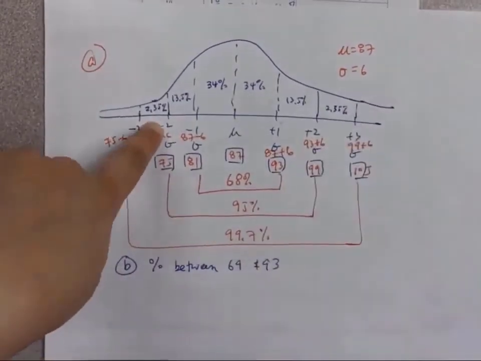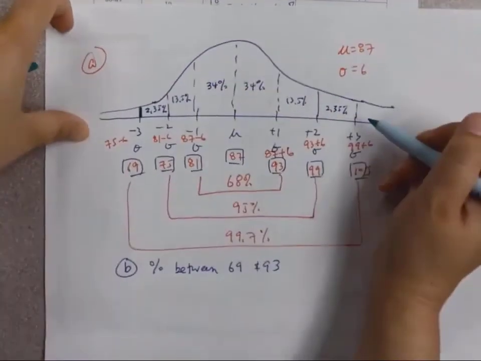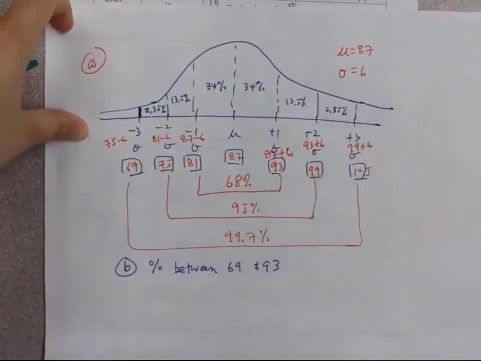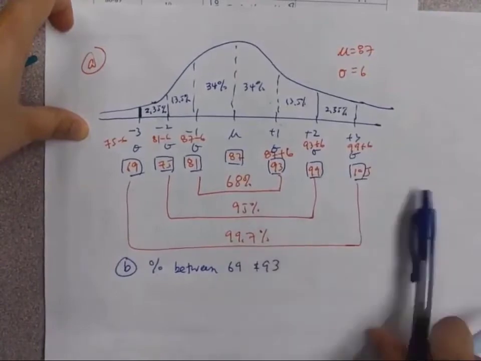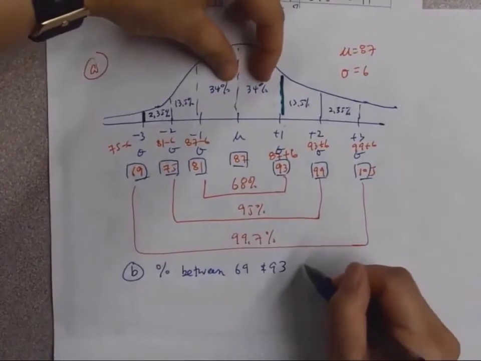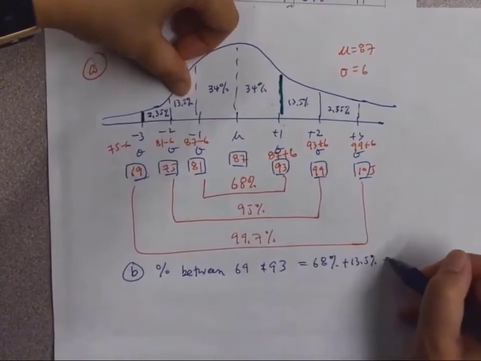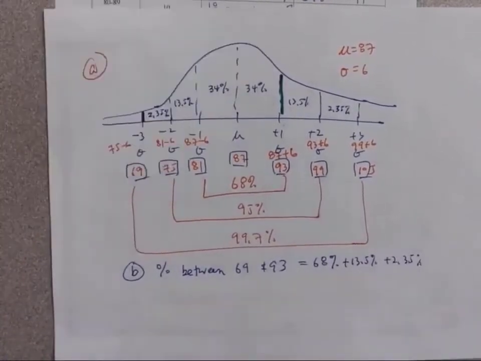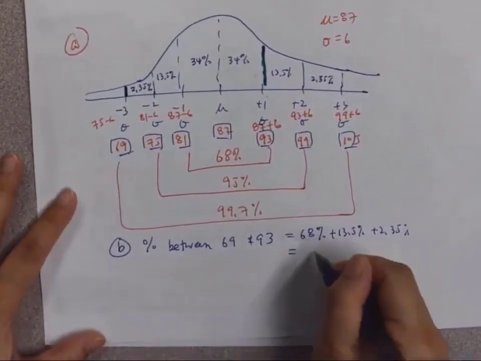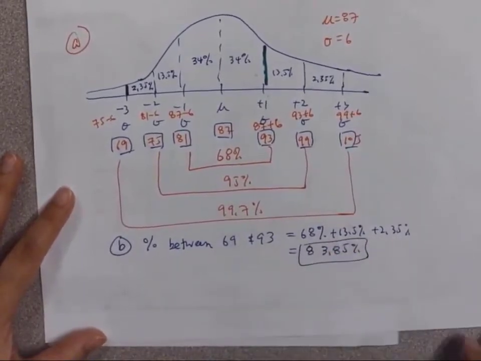Okay. All right, so you told me that should be between 69 is here to 90. Oh, is it 91? 93, okay. 93 here. So I just need to add them up, right? So basically this part is 68% plus the 13.5% plus the 2.35%. Together we have what? 83.85%. Are we okay? All right.